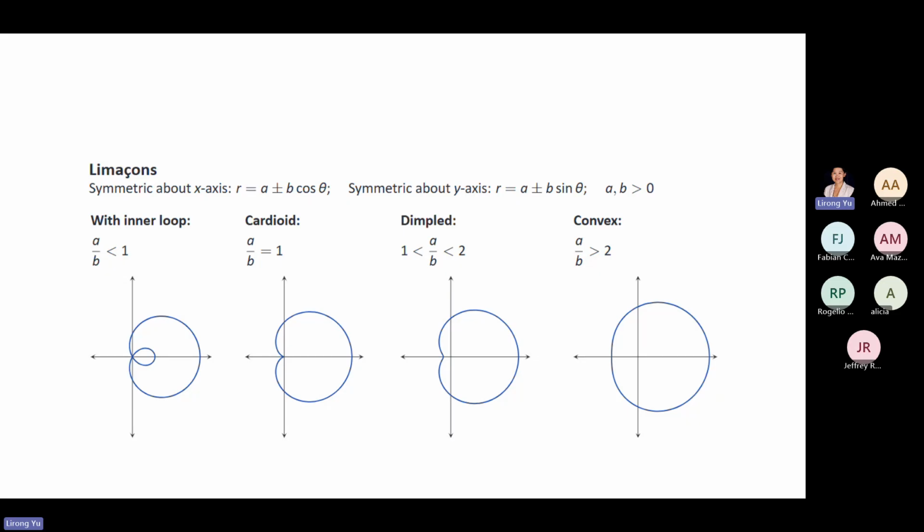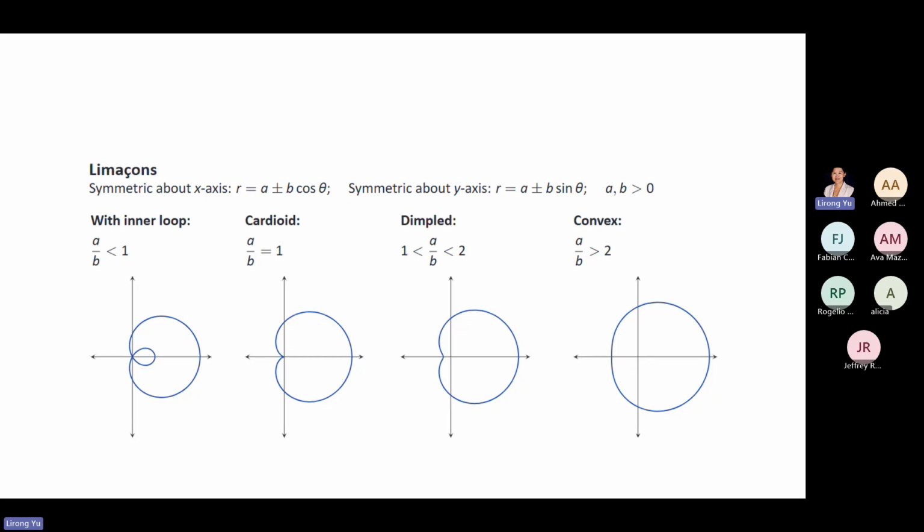If you change it to a sine, r equal to a plus b sine theta, then it will look like an upside-down heart, this shape instead of that. So just the orientation could change. All right, so this is called limaçon. It's a different type of limaçon depending on the relation between these two numbers.